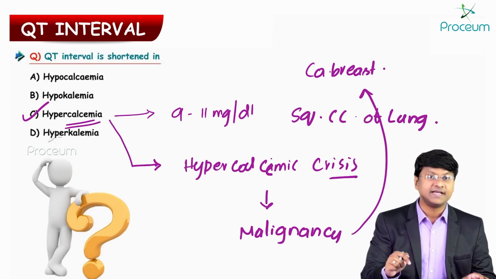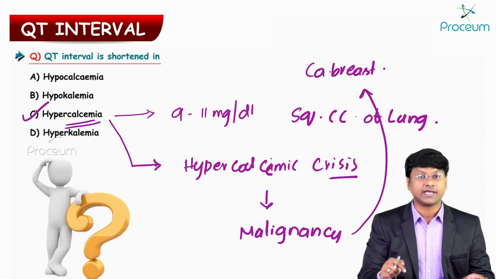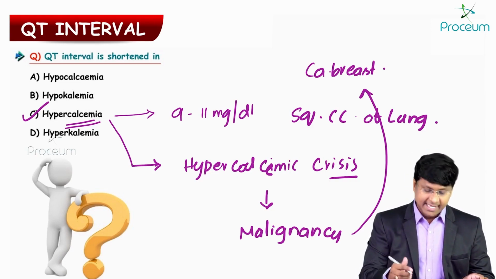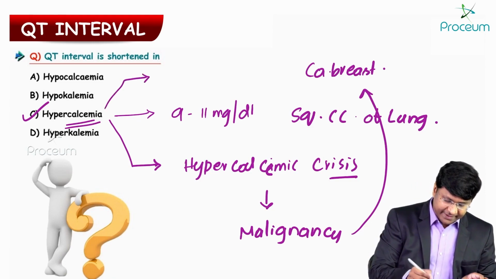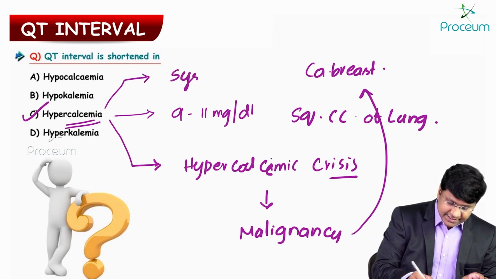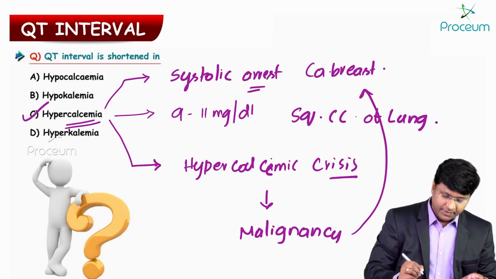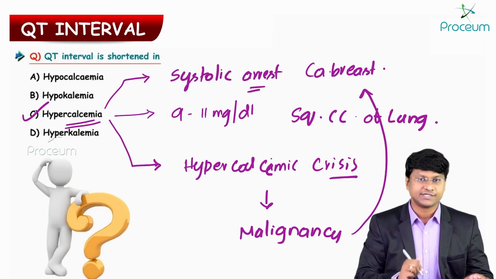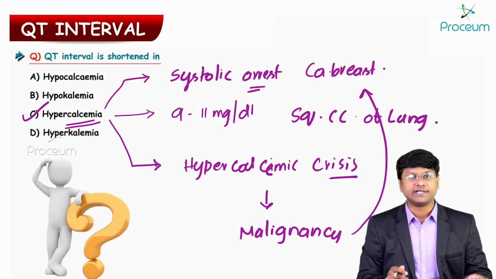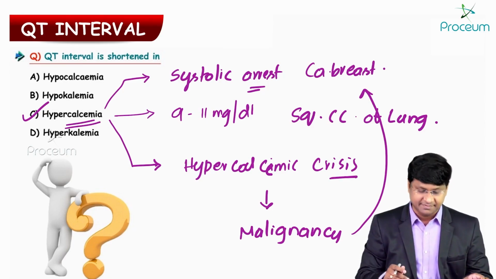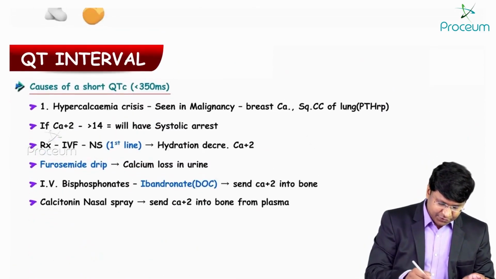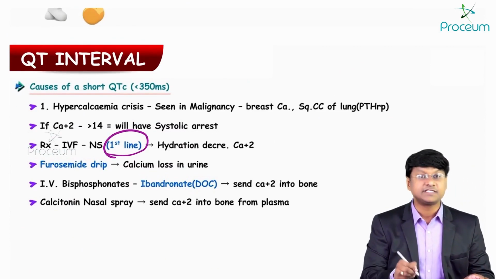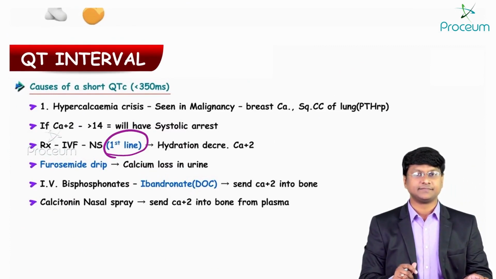Now, whenever there is hypercalcemia, the individual can have cardiac arrest, and the cause of death in case of hypercalcemia is systolic arrest. Right, the cause of death in patients with hypercalcemia is systolic arrest. Now, how do you treat these particular patients with hypercalcemia? In patients with hypercalcemia, the first line treatment is normal saline.